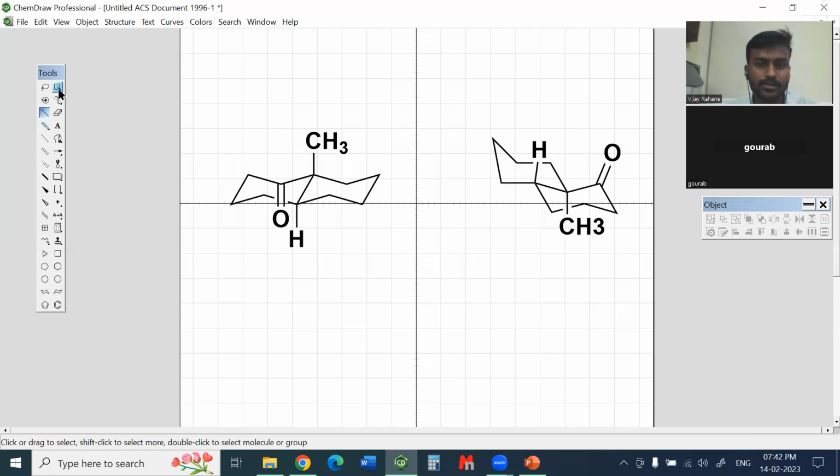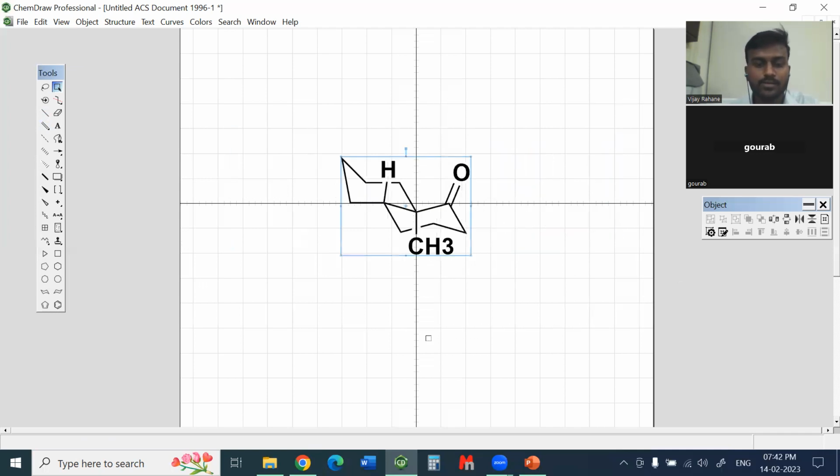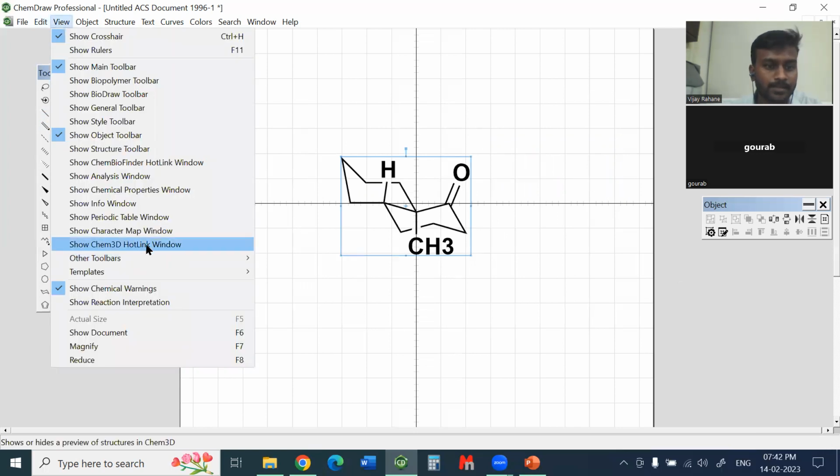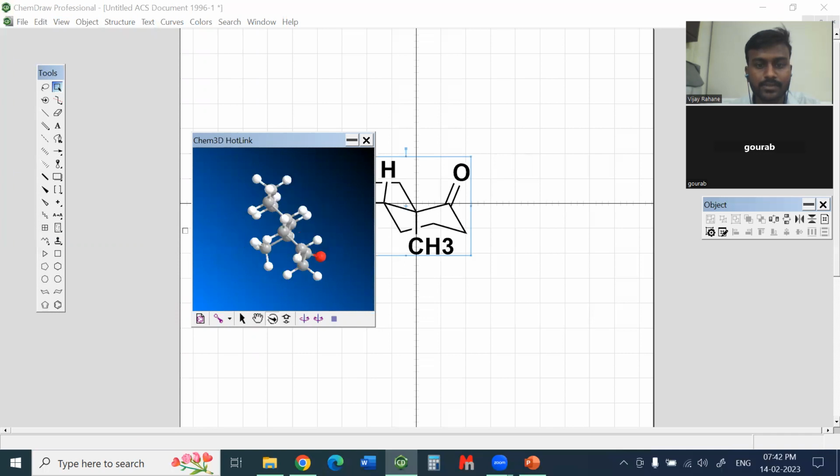Now this structure we will see with the Chem3D. So this one will be deleted, and this one is the Y structure. Now we will check whether for this Y molecule the similar structure is possible or not. So view 3D. So this one is the molecule, right? In this one, methyl and hydrogen are opposite to each other.